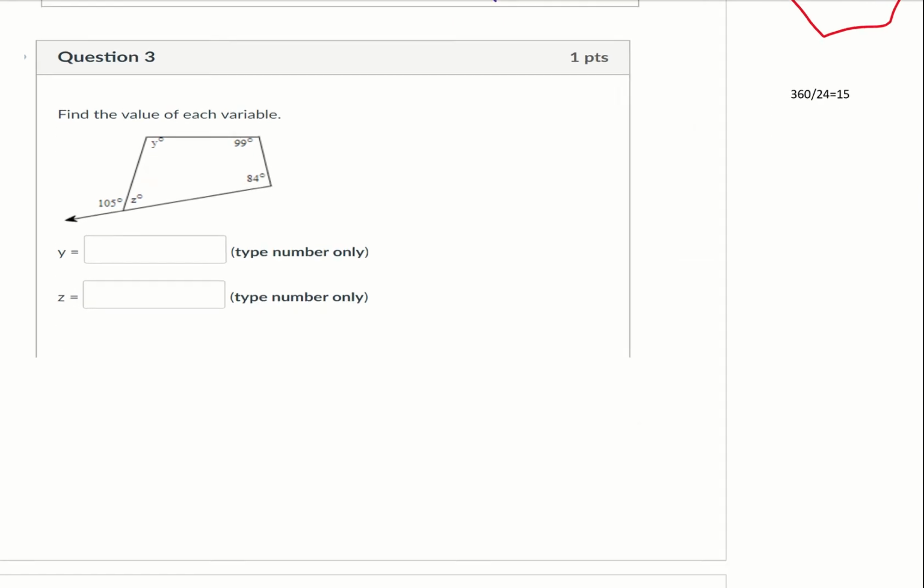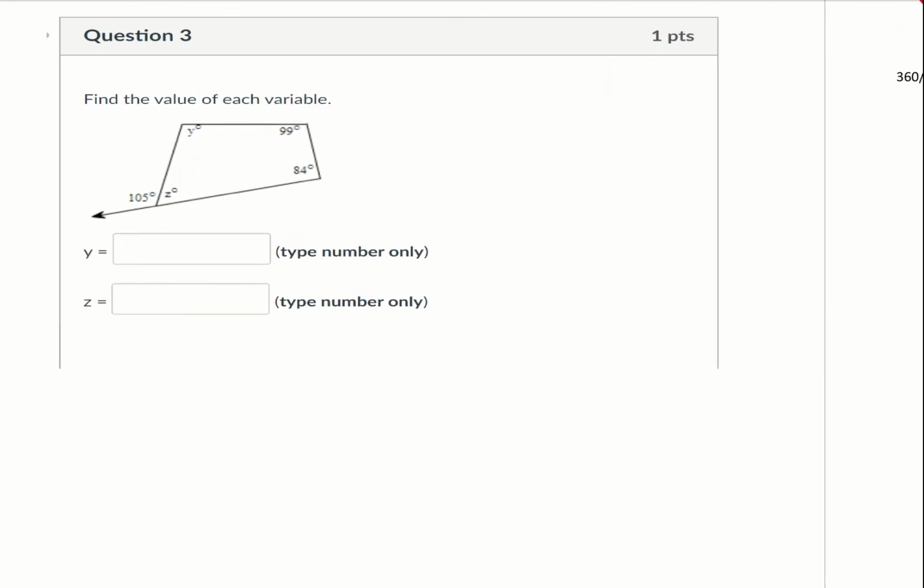All right, next question. We got another angle type question. So we know this is probably going to be a 6.1 level type question with a polygon and an exterior angle. So we got some interior angles and we got an exterior angle. So we want to find the value of y and z.